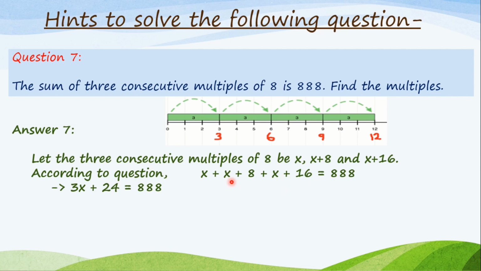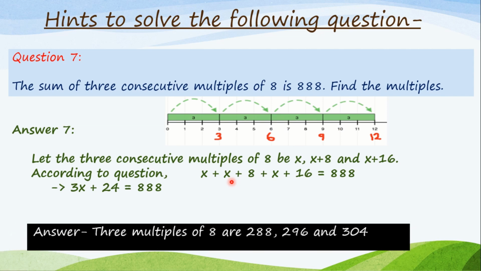Pause the video, solve it, find the value of x. Now play it again. I am sure you must have got the 3 multiples are 288, 296 and 304.